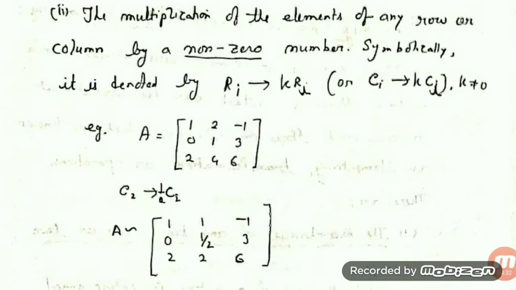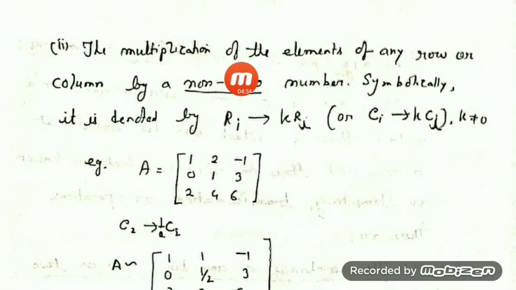Now let us go to the second transformation. The second transformation is the multiplication of the elements of any row or column by a non-zero number. That means it is possible to multiply any row or any column by a non-zero number. Then you will get a new matrix, which is equivalent to the previous matrix.